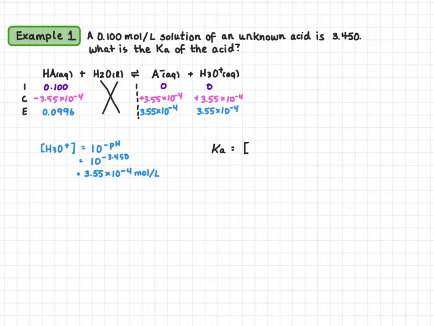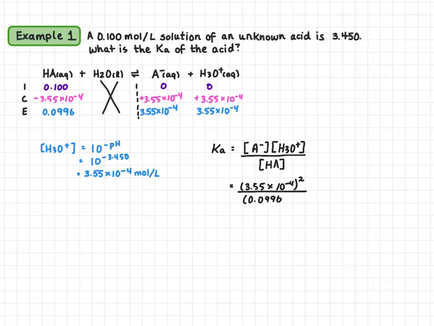So our Ka is going to equal the concentration of our conjugate base times hydronium, divided by the concentration of our acid. We can plug in our values now. We're going to have 3.55 times 10 to the negative 4 moles per liter on the top, squared, divided by 0.0996 moles per liter on the bottom.